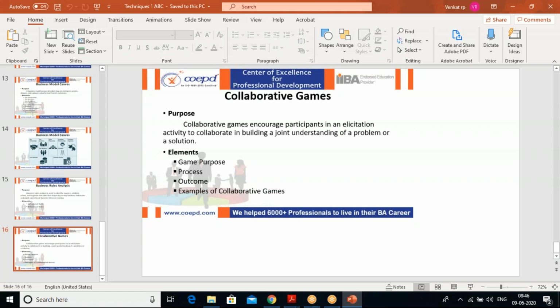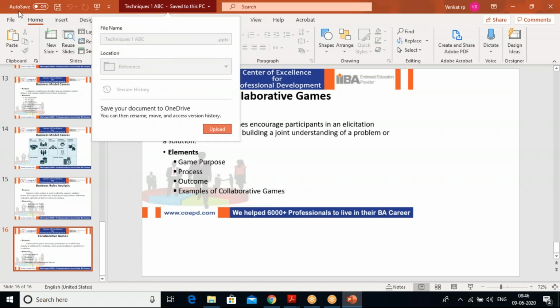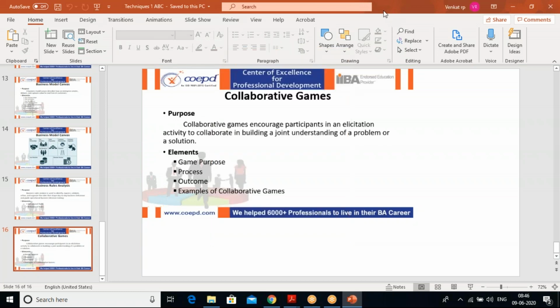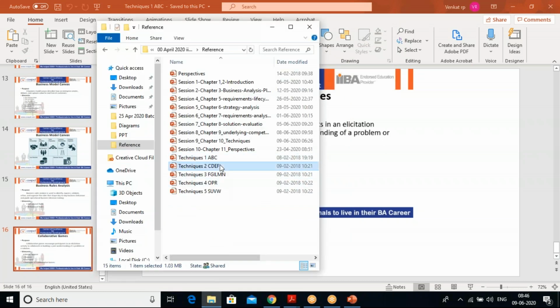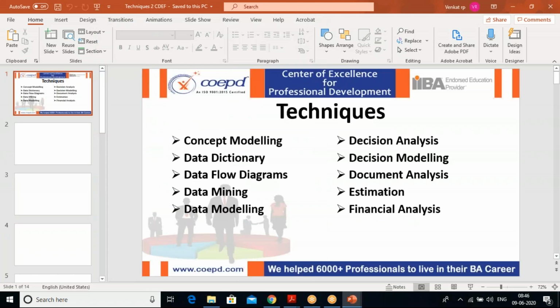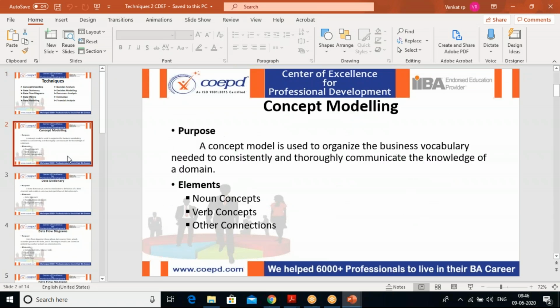Fine. Just a minute, I think we are done with this. The next one is, after collaborative games, we have this concept modeling.